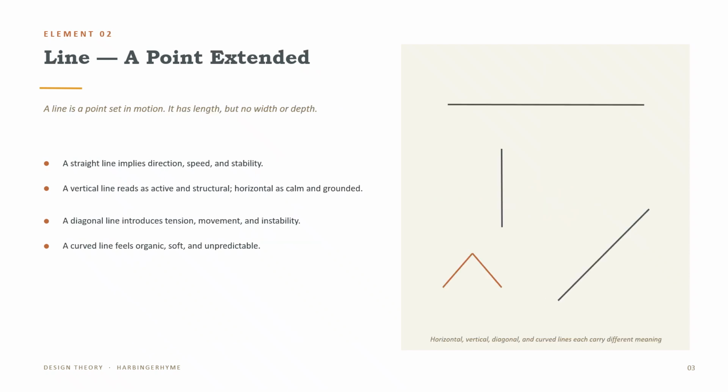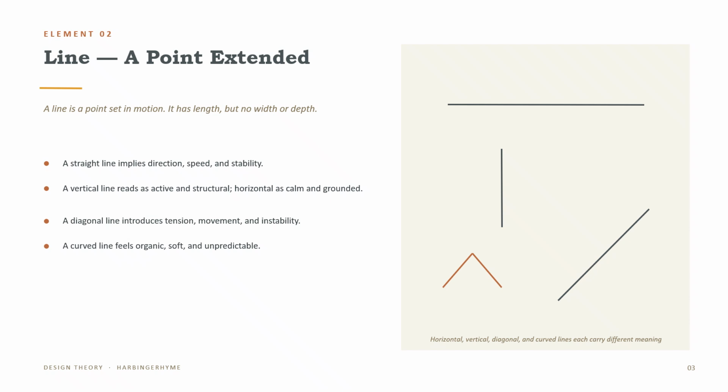Element 2, line, a point extended. Extend a point and you get a line. A line has length but still no width or depth of its own, but its direction changes everything about how it feels. A horizontal line lies down, it feels calm, grounded, like the horizon or the floor.